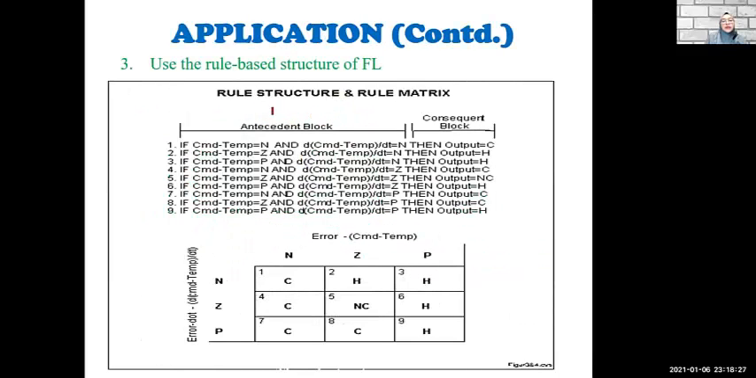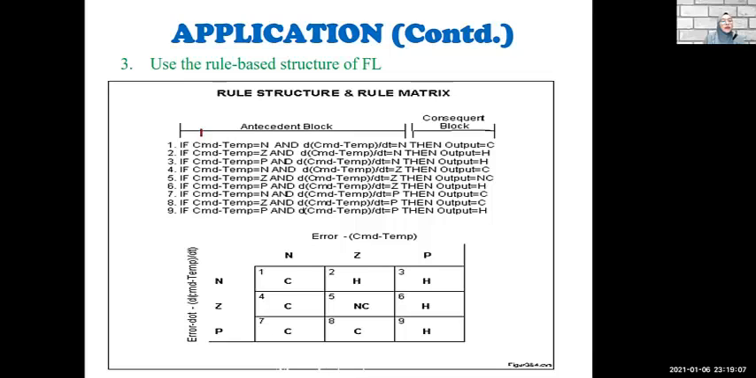So let's say we set this rule. If CMD minus temperature equals N, and CMD minus temperature over DT, this is error dot, equals N, then output equals C. That means we want to cool down, because CMD is a command. Let's say, for example, CMD is 20, and the temperature is the sensor temperature reading by the environment sensor.